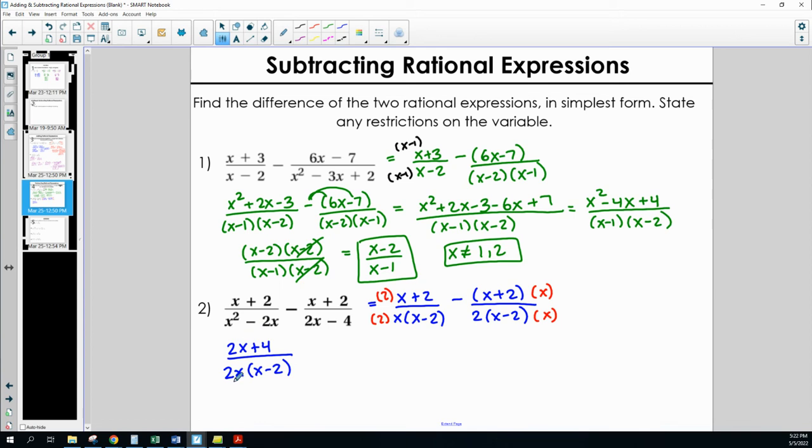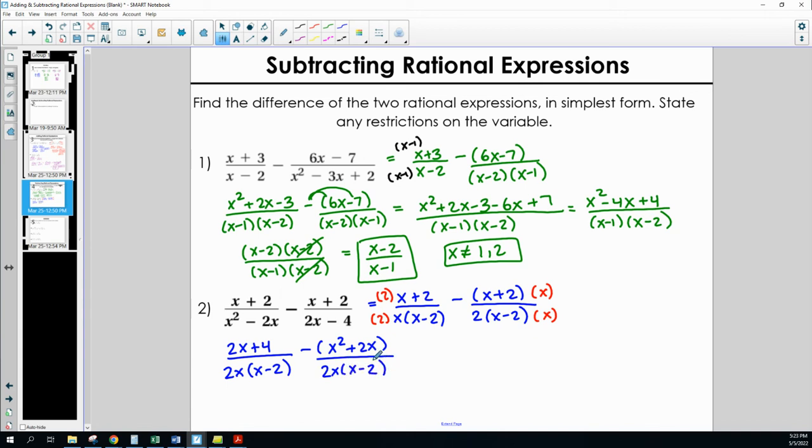Okay, and remember, we cannot cancel the 2x's. We don't want to do any canceling until we've smushed the tops together. And even if it was smushed, you still can't cancel out the 2x's because this top one is attached through addition. All right, so then I have minus, and I'm going to put parentheses again. I'm going to distribute the x. So x times x, we get x squared, and then plus 2x. And then our denominator is 2x, x minus 2.